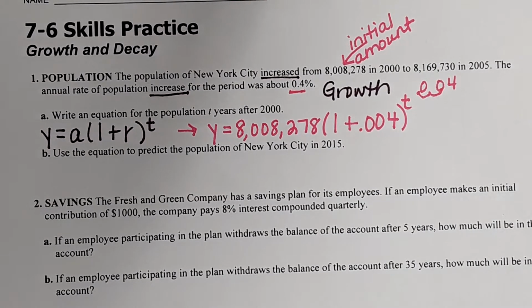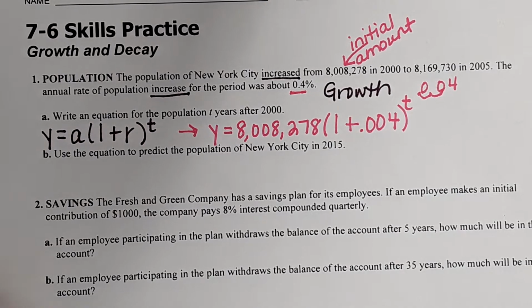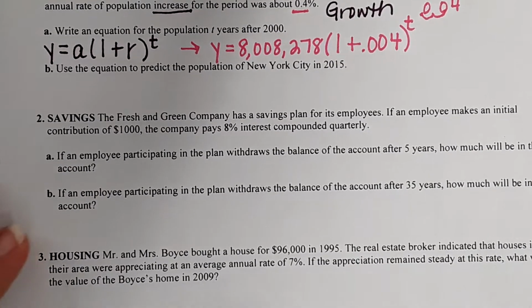So on your quiz, you can see it, right? I give you a word problem. I'm going to ask you for the initial amount. I'm going to ask you for the rate. I'm going to ask you whether it's growth, decay, or compound interest. And then I'm going to ask you to write an equation. Okay? Okay, here is number 2.